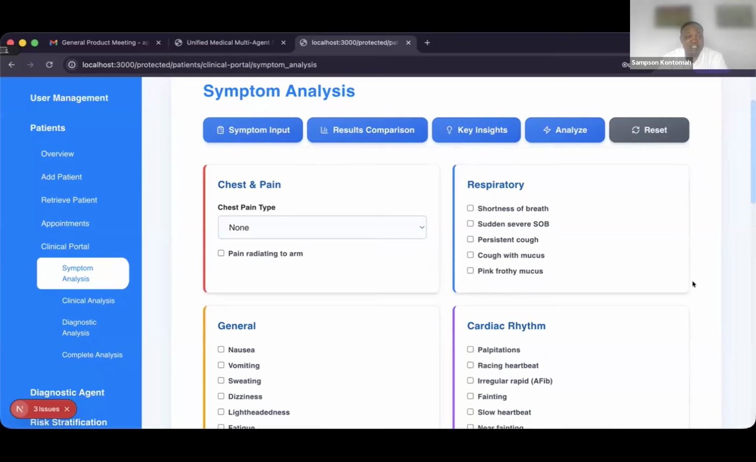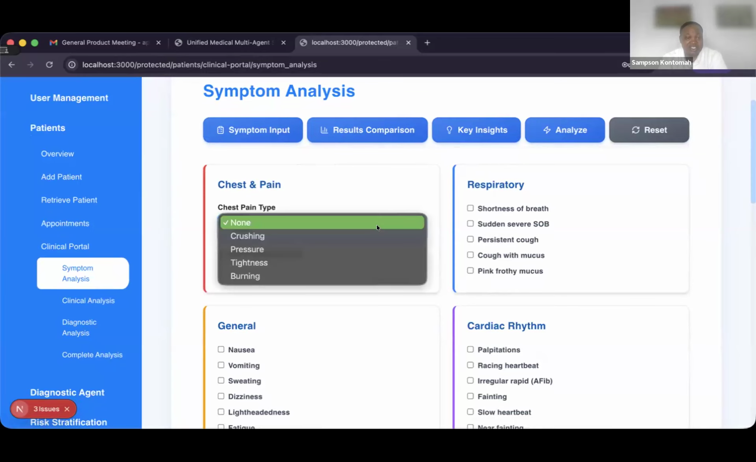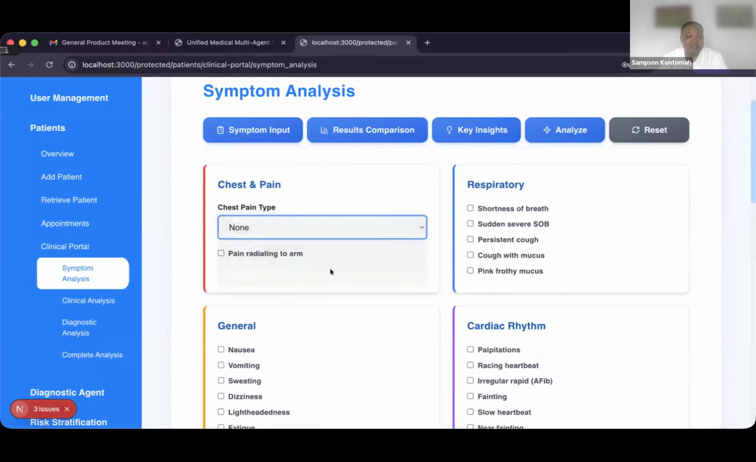If it is chest pain, you will go to the chest and pain section and select it. If it is crushing, pressure, or tightness. So let's say it's burning. Let's select burning for this particular demo. And for pain radiating to the arm, let's select yes.